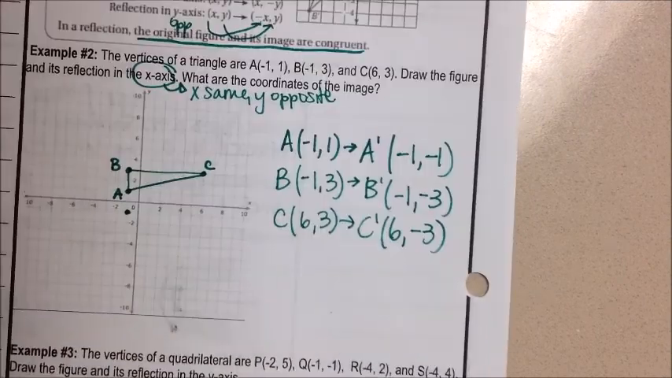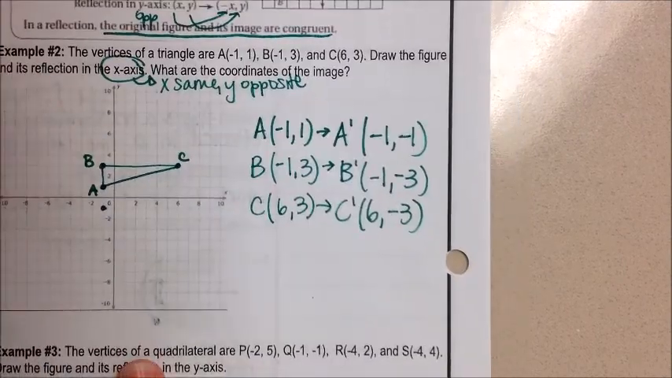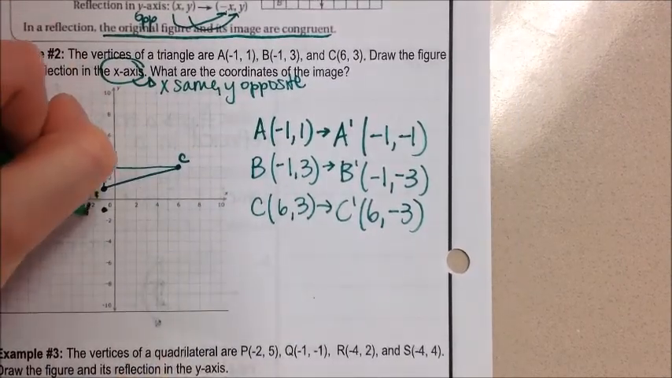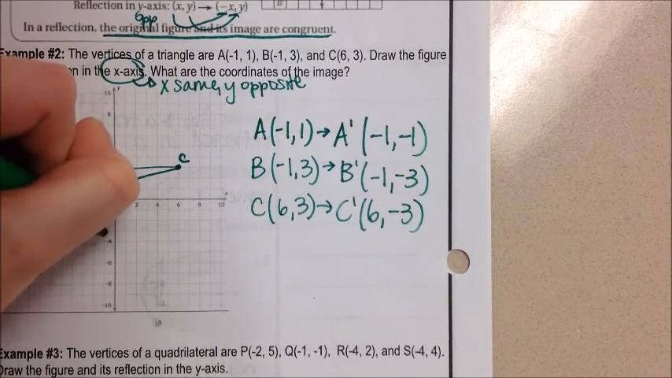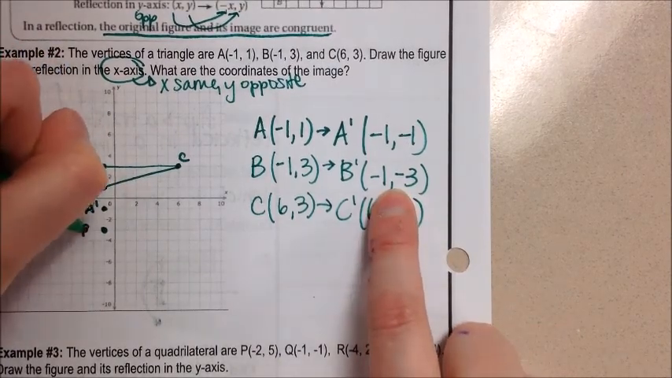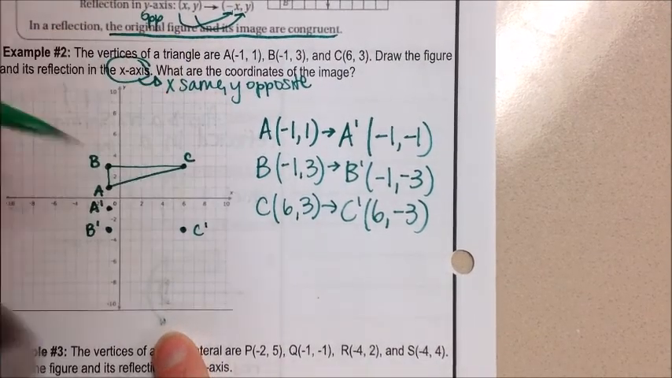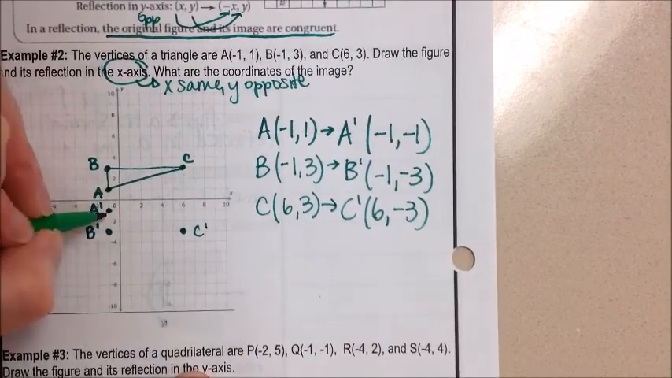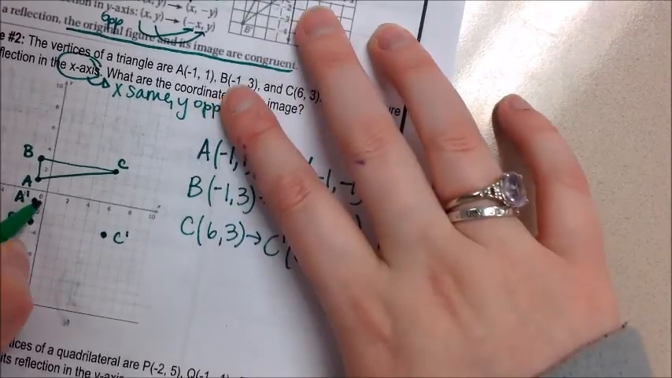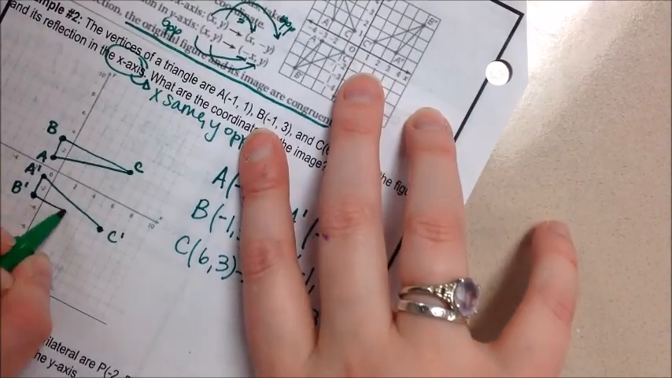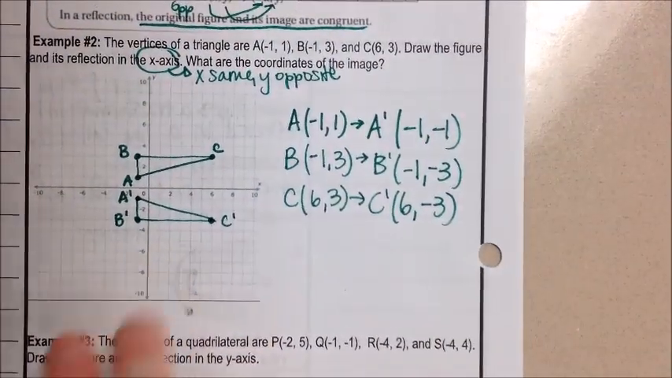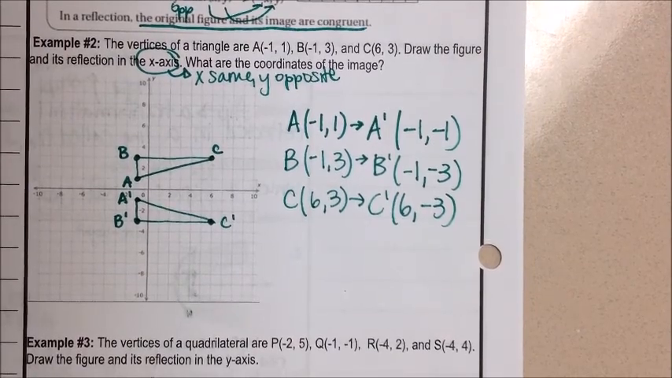Okay, so don't forget to label your points, so that you know which one is which. So this is A prime. B prime is at (-1, -3). And then C prime is here. Okay, so there's my new figure.